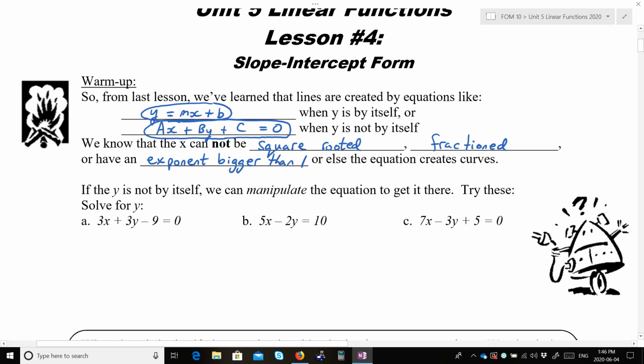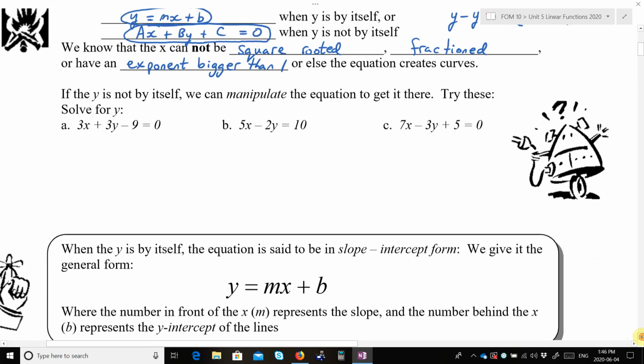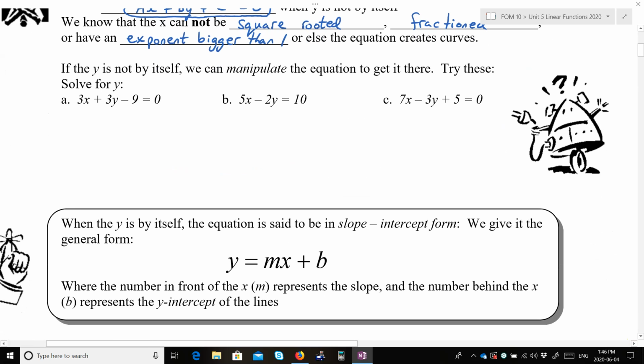There's actually one other form for straight lines called point slope form, that looks like this: y minus y1 equals m times x minus x1. So these types of equations give us straight lines. If the y is not by itself, we can manipulate the equation to get it there. Try these, solve for y.